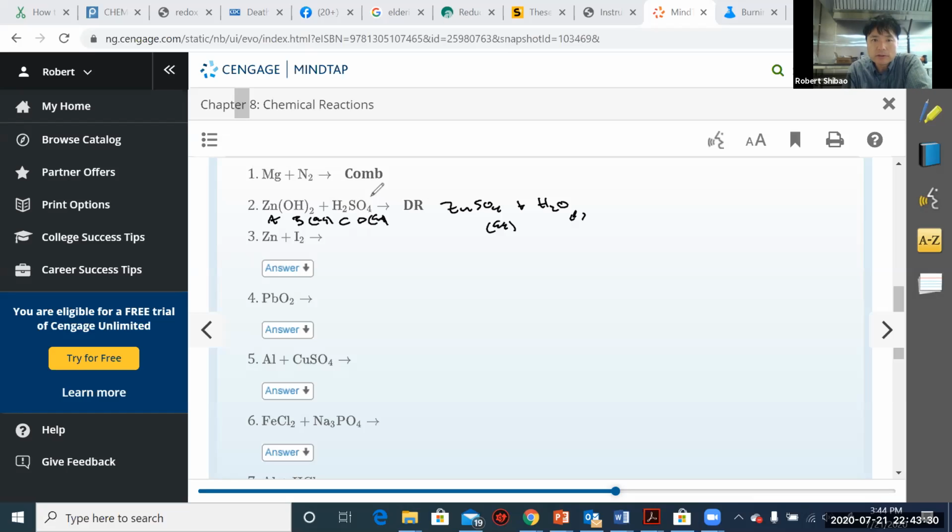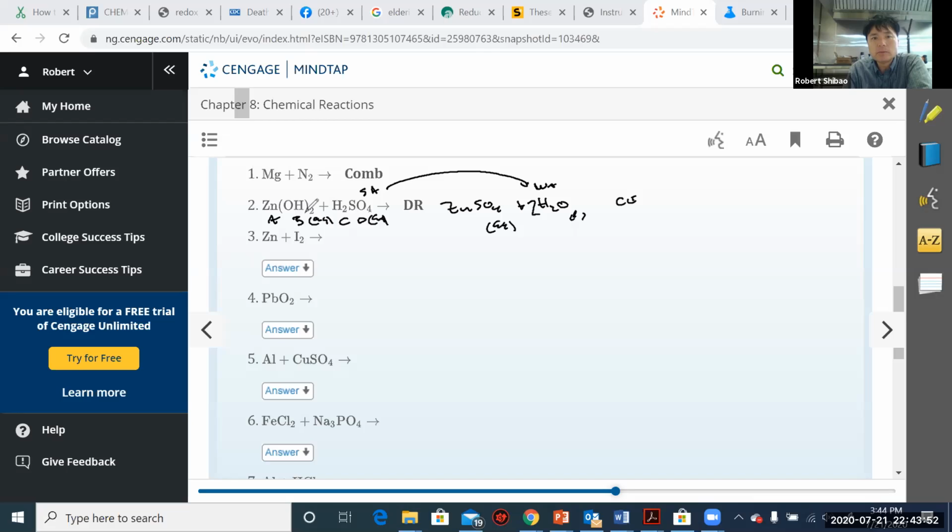So do we have driving force? We do have driving force. We're going from a stronger acid, H2SO4, to a weaker acid, H2O. That would be it. We need to balance this by adding 2 waters here, and then it's all balanced. So this would be the CE.